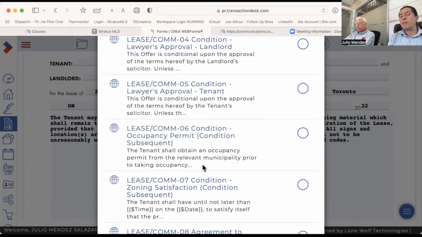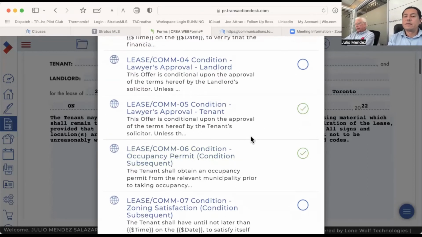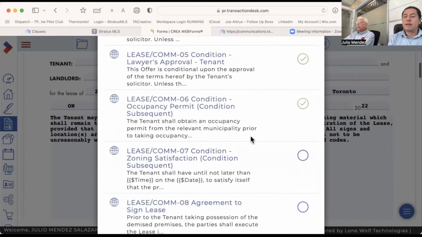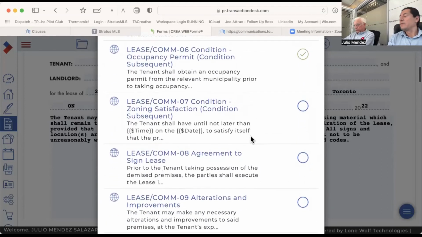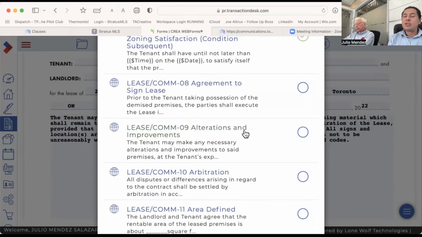Condition, occupancy permit. Yes, you will put that one in, most definitely on behalf of the tenant, at the tenant's expense. Condition, zoning satisfaction. Also put in for the tenant. Agreement to sign lease prior to the tenant taking possession of the demised premises. Standard clause on behalf of the landlord: the parties shall execute the lease. So I would add that.